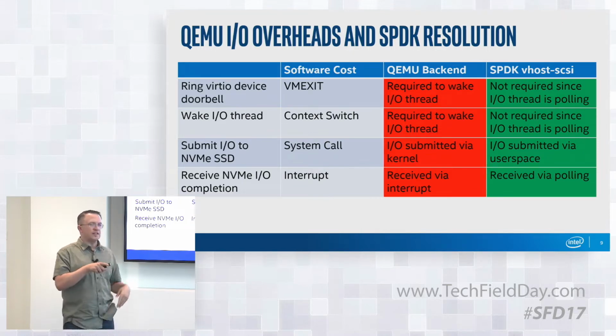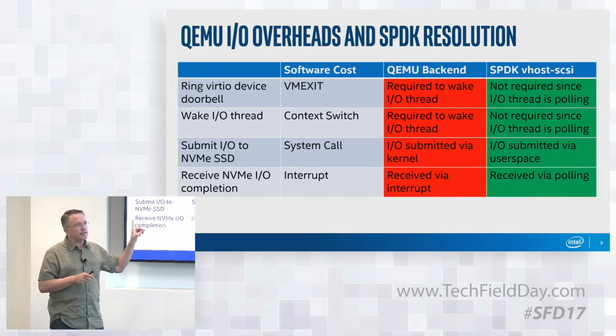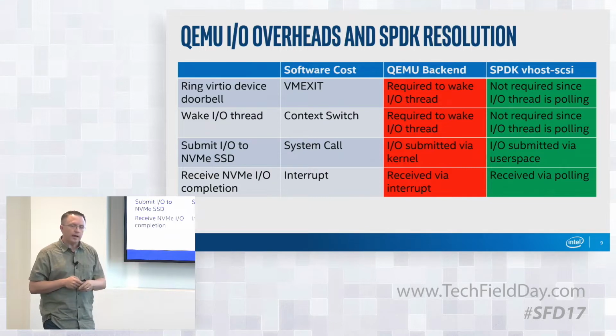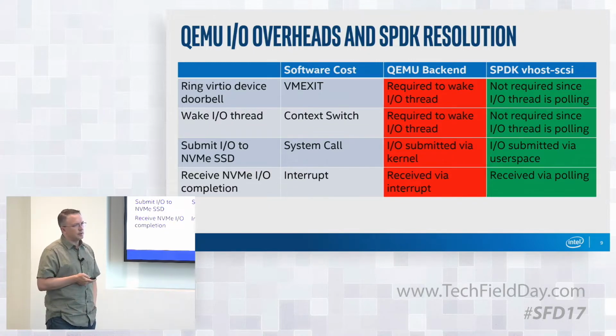One thing to note here is that the guest VM is not polling, so we still have to send an interrupt back to the guest, and so that does incur a system call. But other than that, we're able to do everything completely in user space in the SPDK vhost target.